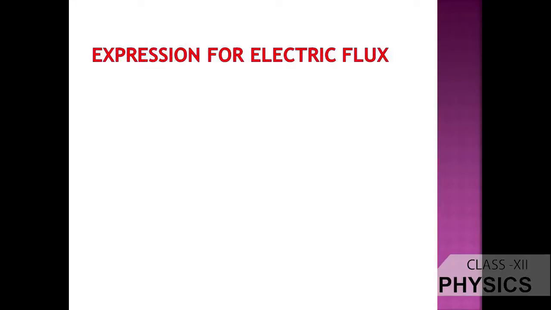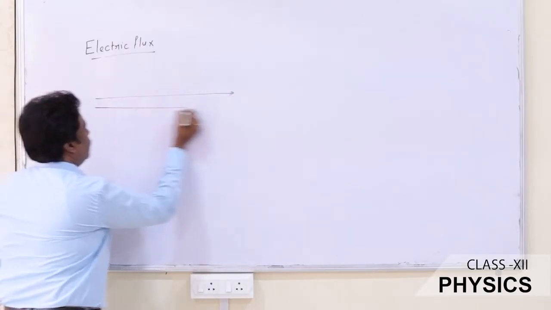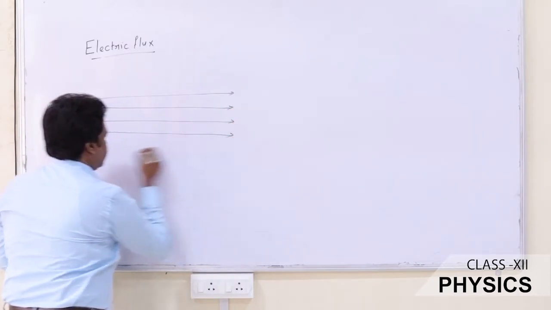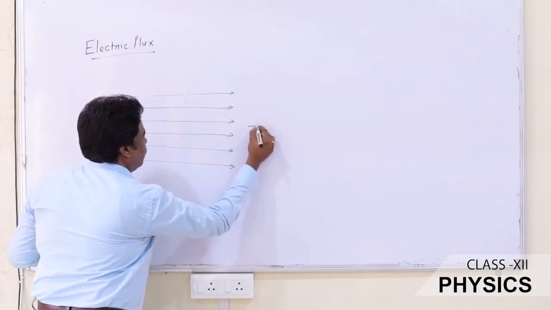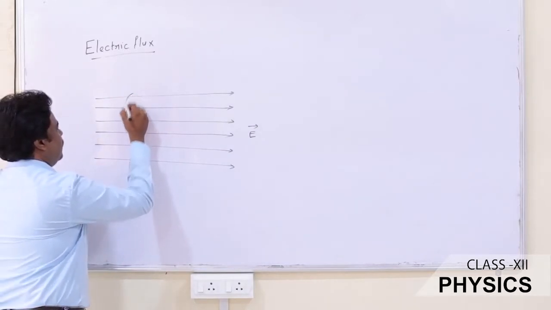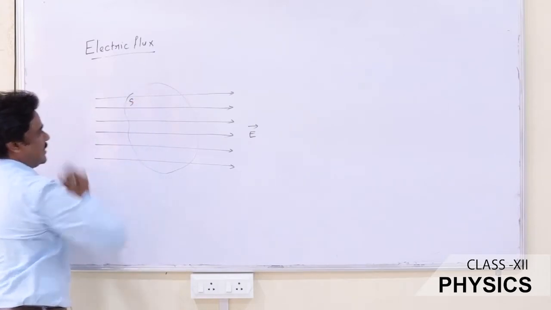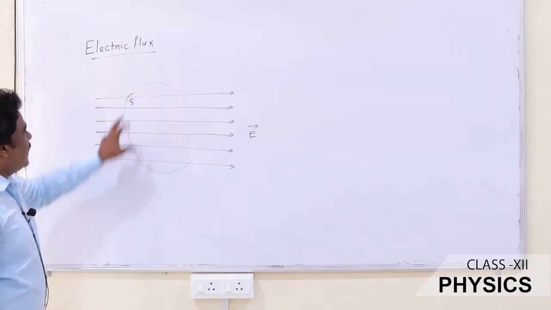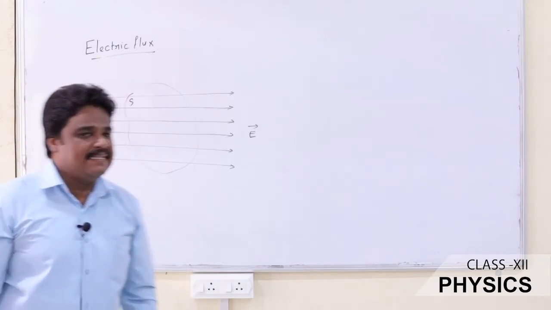So, what about the relation for this? I am going to assume a uniform electric field. Already you know how to represent a uniform electric field. Say this is uniform electric field E vector. In this, I am going to assume a closed surface of area S. Now my aim is to find the flux through the entire surface.